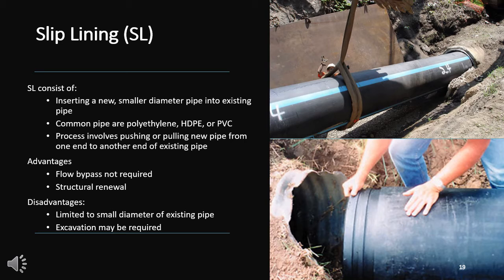Of course, the advantages of using this method are that flow bypass is not required, and of course we have a structural renewal. Now, however, the disadvantages of using this method are that we are limited to a small diameter of existing pipe, and excavation may be required in order for us to implement this technology.